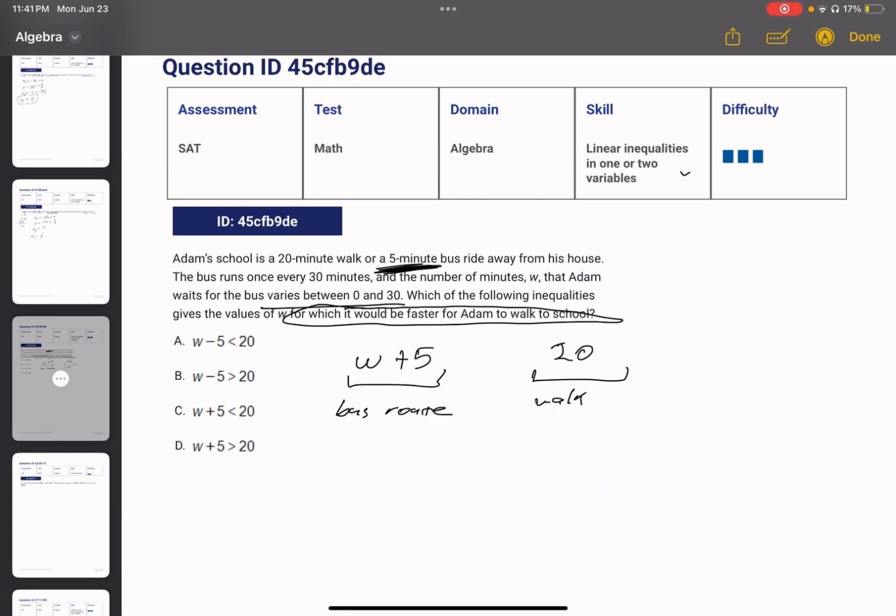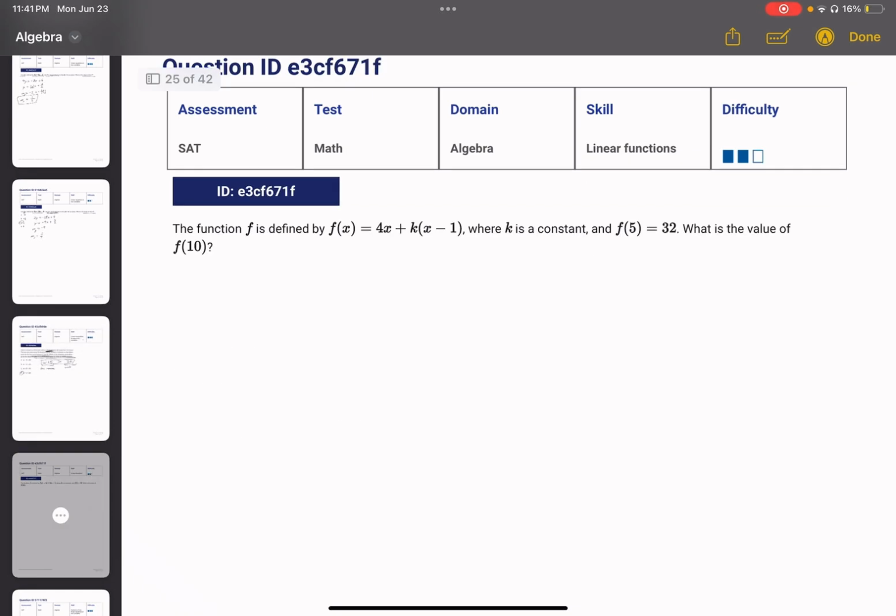So now we have to set up an inequality for these two. For which it would be faster for Adam to walk to school, we know that W plus 5 is going to take more time. So this is going to be the inequality, and that's going to leave us with answer D. We're going to do one more question.